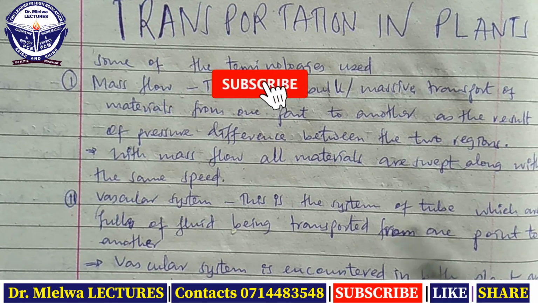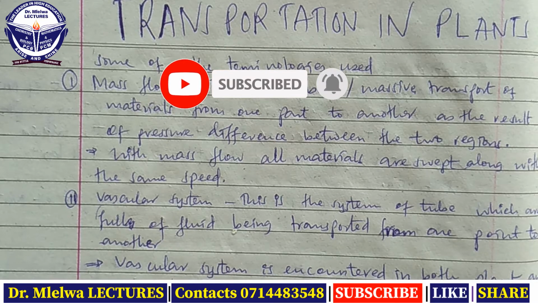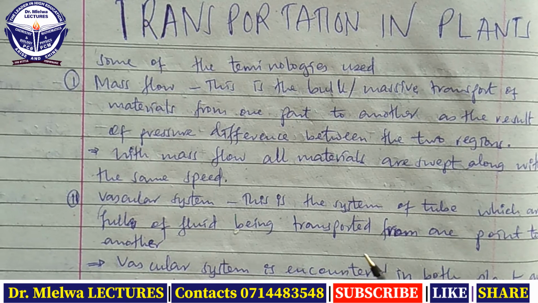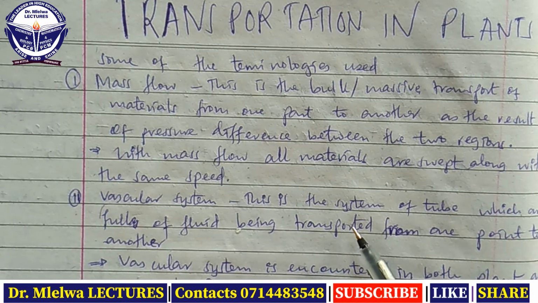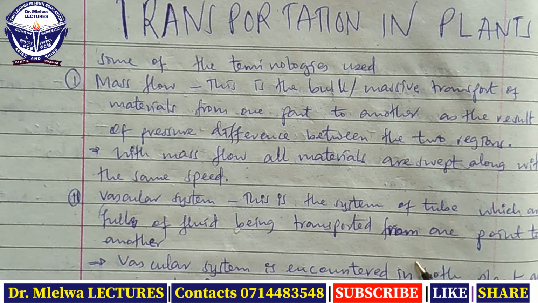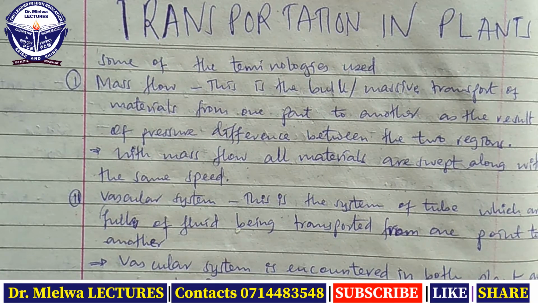In mass flow, it's not like active transport, because active transport is always selective. If the channel tends to transport glucose, it can't transport amino acid. Or if the channel transports amino acid, it can't transport another substrate. But mass flow tends to sweep along all materials at the same speed.